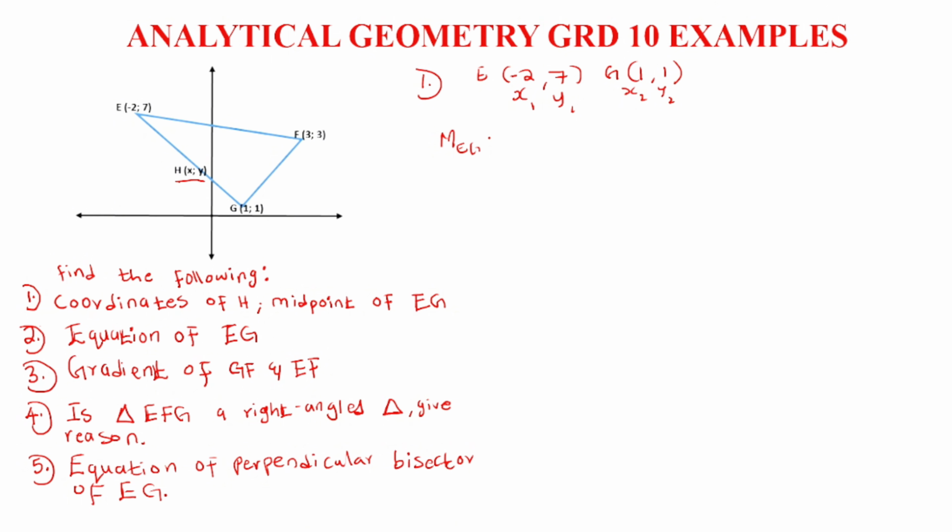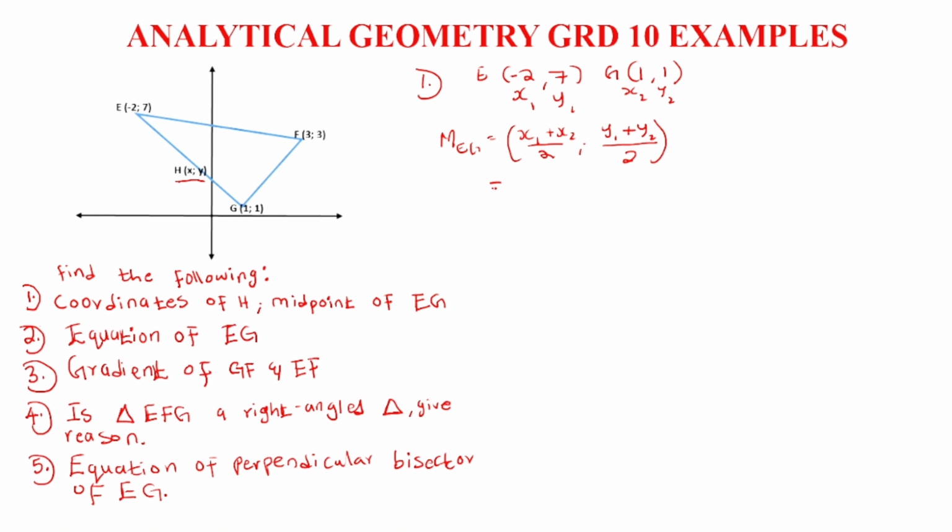The midpoint is given by x1 plus x2 all over 2, and then y1 plus y2 all over 2. I've seen a lot of teachers prefer to use letters in this case, and you can use letters. It doesn't matter. If you want to use letters, you can just simply say x at E or y at G. The answer will be the same.